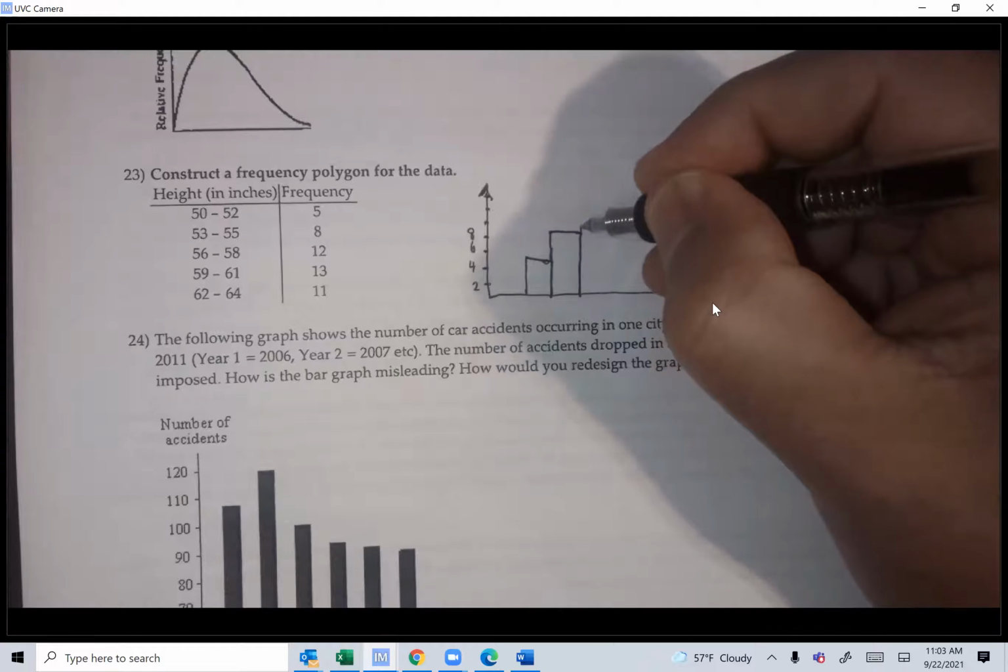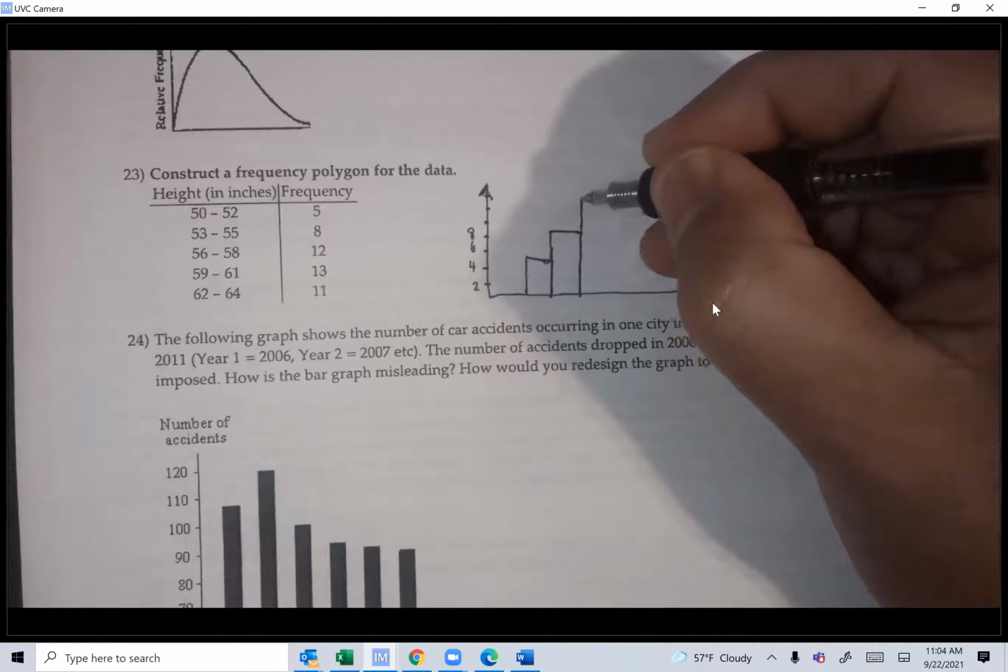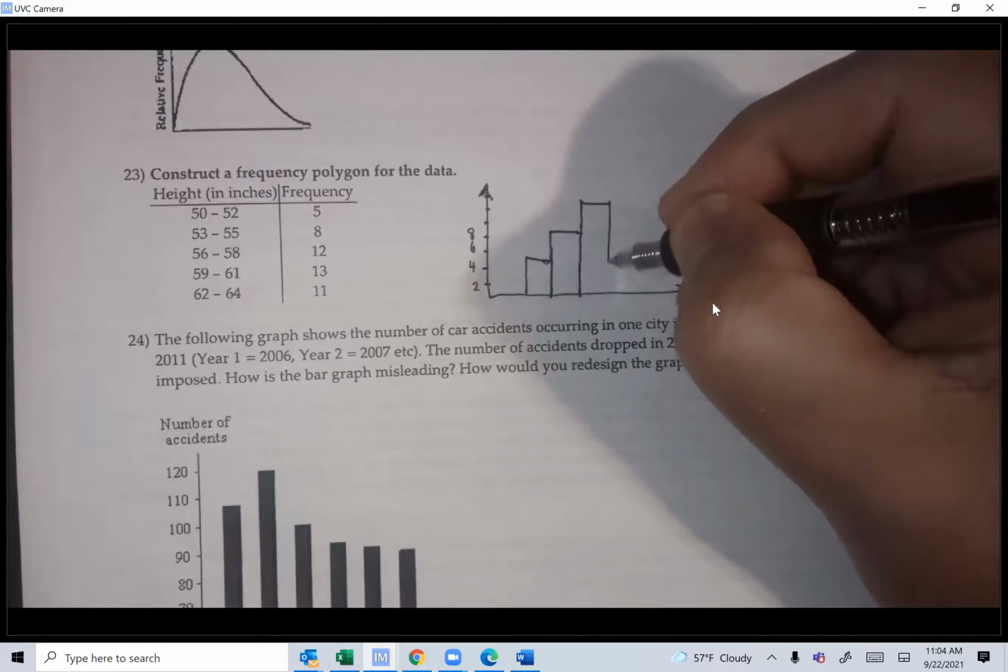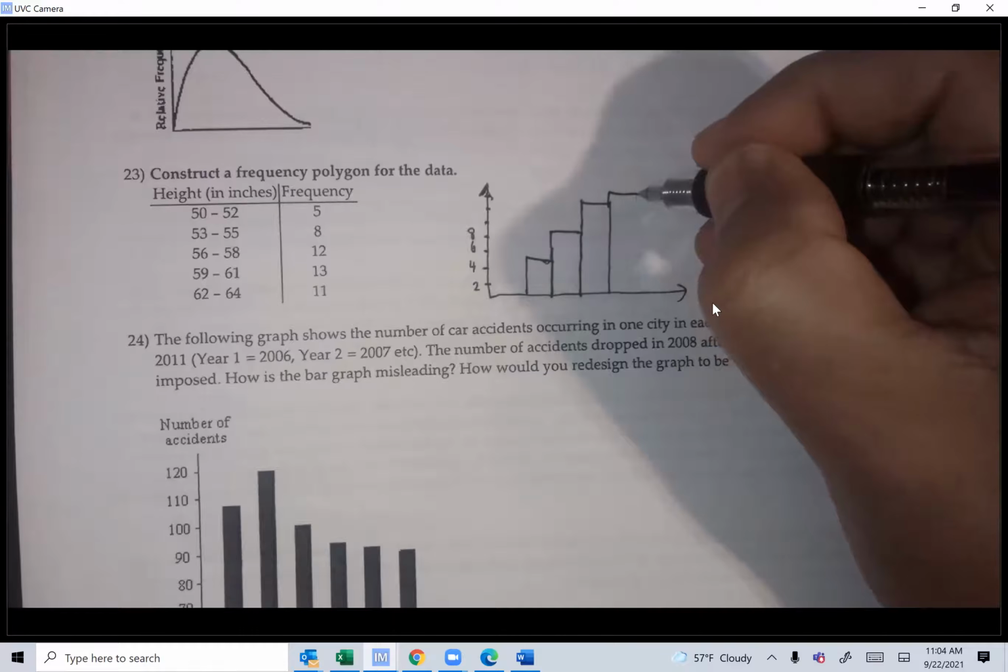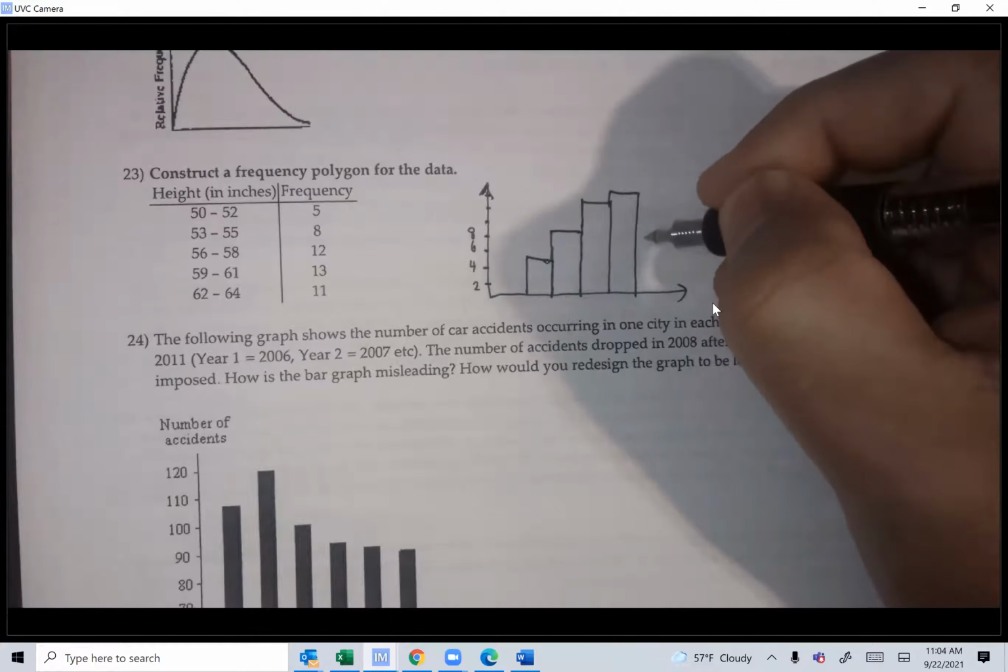And then 12 will be here. Then 13, just go a little bit higher. Then 11.